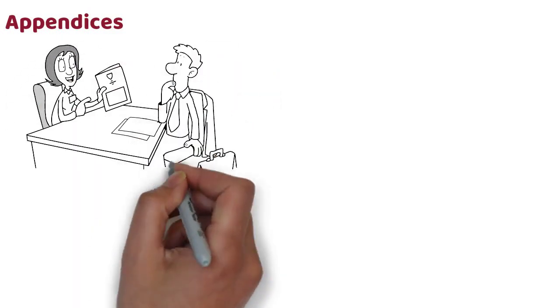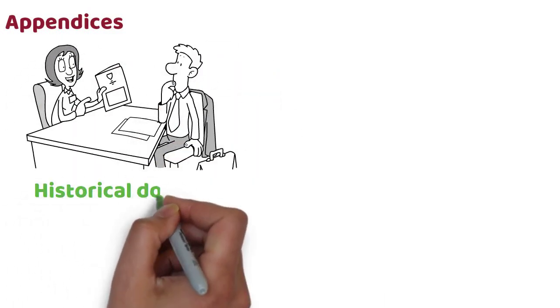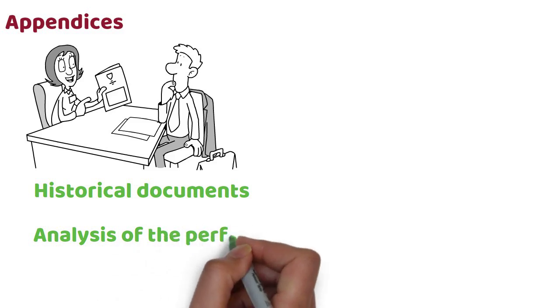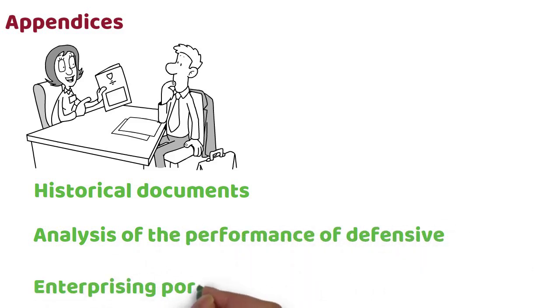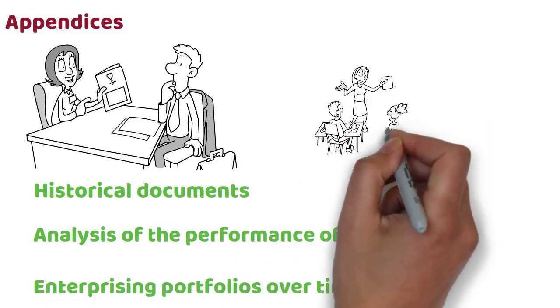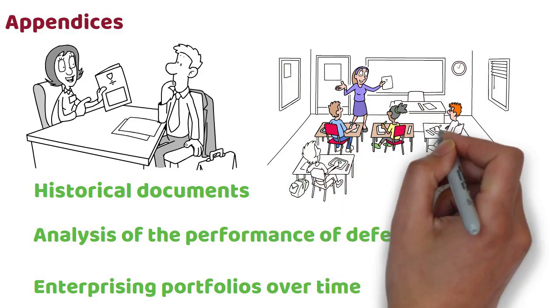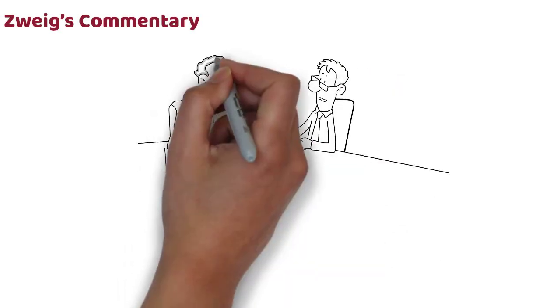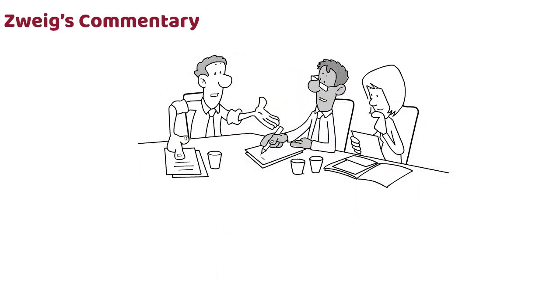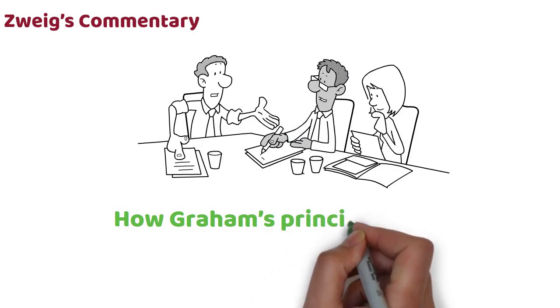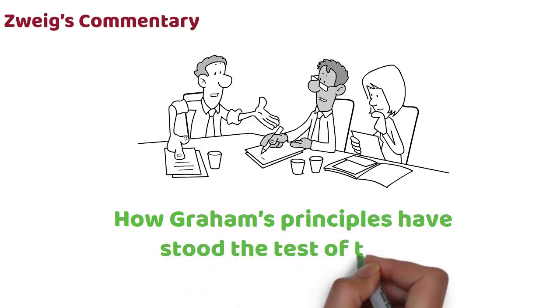The book concludes with several appendices, including examples of historical documents and an analysis of the performance of defensive and enterprising portfolios over time. These appendices provide additional context and reinforce the lessons learned throughout the book. Zweig's commentary on the appendices offers modern perspectives on the data presented, providing further insights into how Graham's principles have stood the test of time.